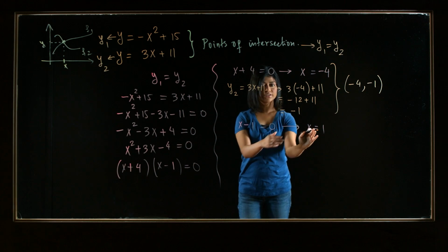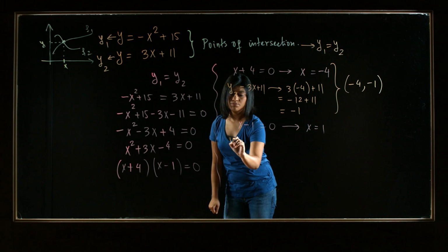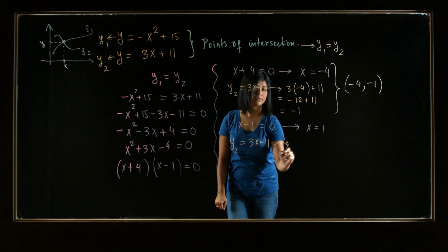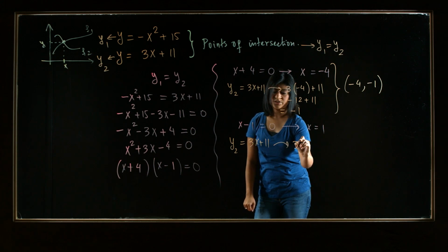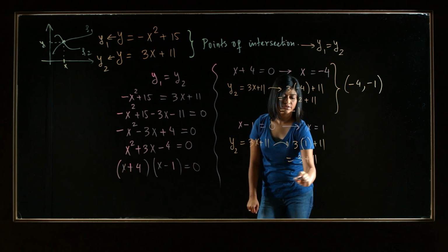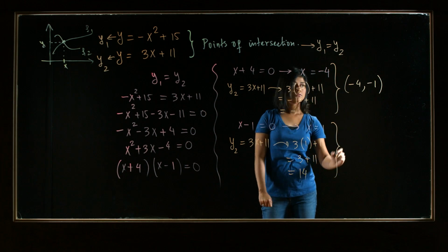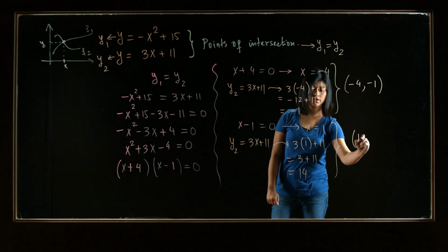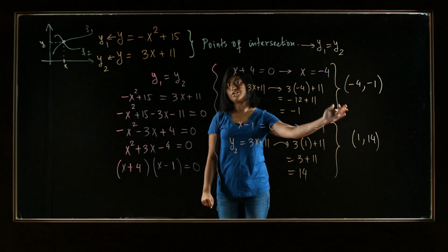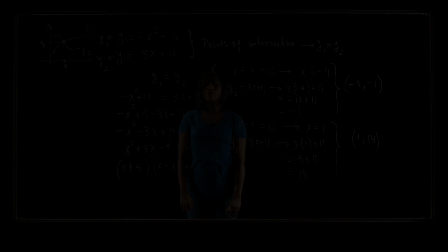Now we have another one, another x value. You can again choose either one of the equations. I will choose y2 and plug in x equals 1. So it will be 3 times 1 plus 11, which is 3 plus 11, and that is 14. So our second point is 1, 14. So we have 2 points of intersection for the graphs of these 2 equations.